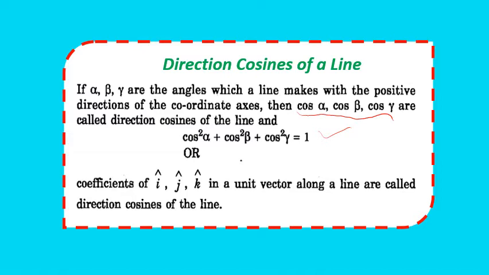Or in terms of a unit vector, the coefficients of i, j, k in a unit vector along a line are called the direction cosines of a line. Coefficients of i, j, k in a unit vector, remember this term, not any vector, it should be a unit vector along a line, then those coefficients are called direction cosines of the line. Okay, so pause and note down these points.